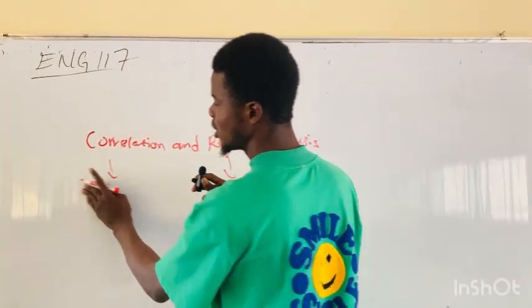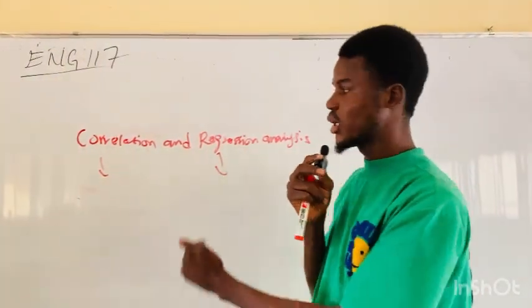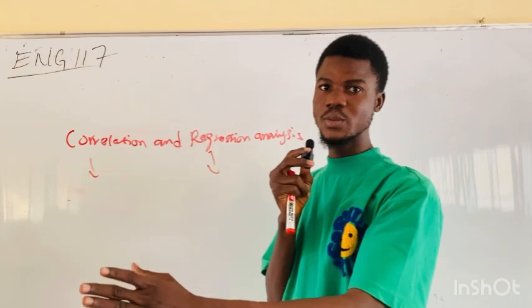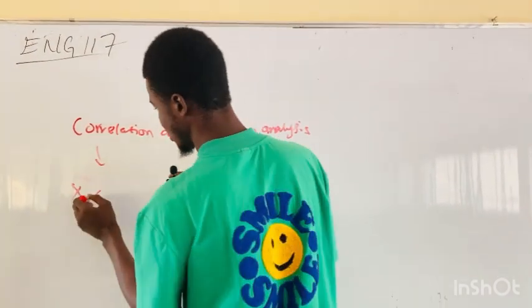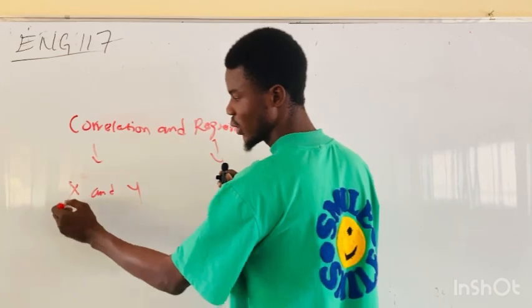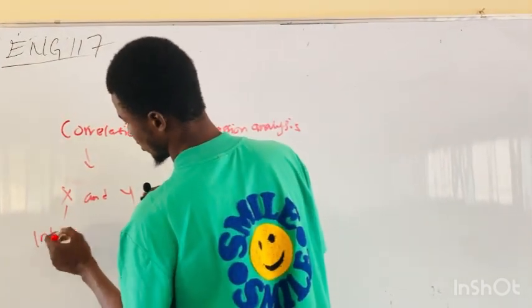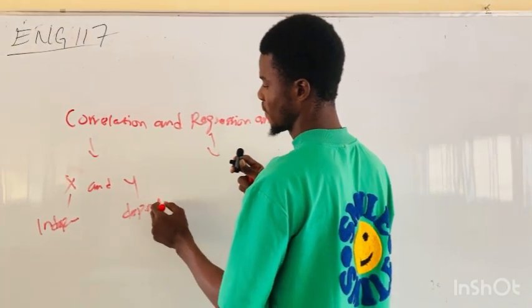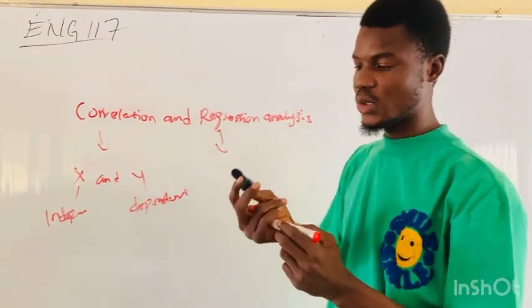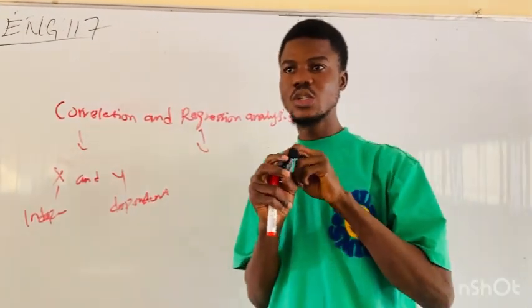What we mean by correlation is a mathematical statistic which helps us to know the strength between two variables, and these variables are named x and y. Our x is the independent variable and our y will be the dependent variable. This is very good in biostatistical analysis, which helps us to know the relationship between two variables.